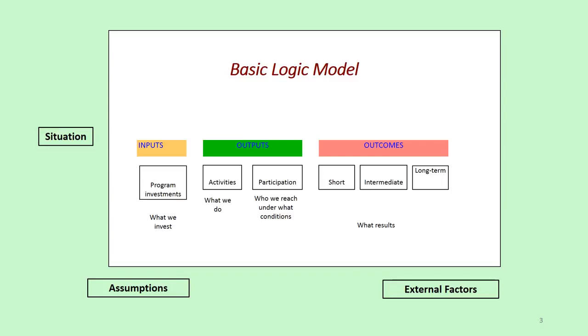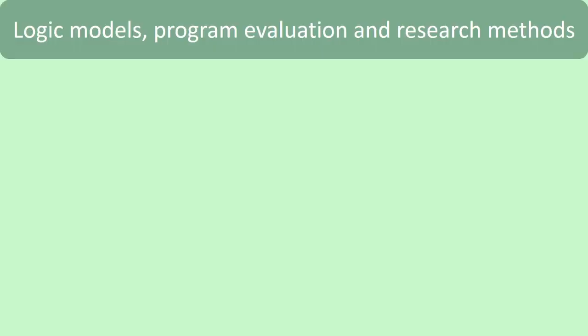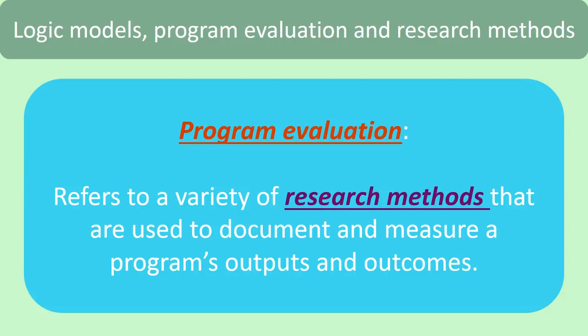External factors, which are circumstances in the environment that influence the program, but over which the program has little control. And assumptions, which are conditions or resources that are needed for the success of the program. Once a program has a logic model, a program evaluation can be used to help us understand how the program is being implemented and the outcomes that are being achieved. The term program evaluation refers to a variety of research methods that are used to document and measure a program's outputs and outcomes.